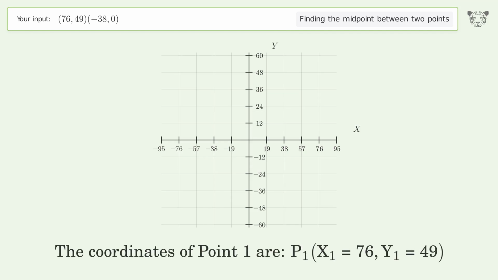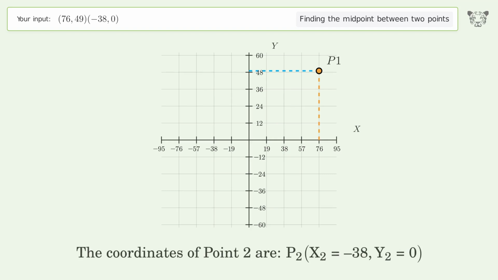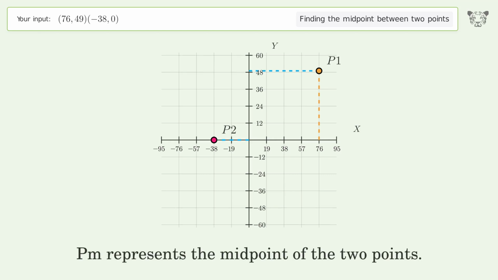The coordinates of point 1 are x1 equals 76, y1 equals 49. The coordinates of point 2 are x2 equals negative 38, y2 equals 0. PM represents the midpoint of the 2 points.